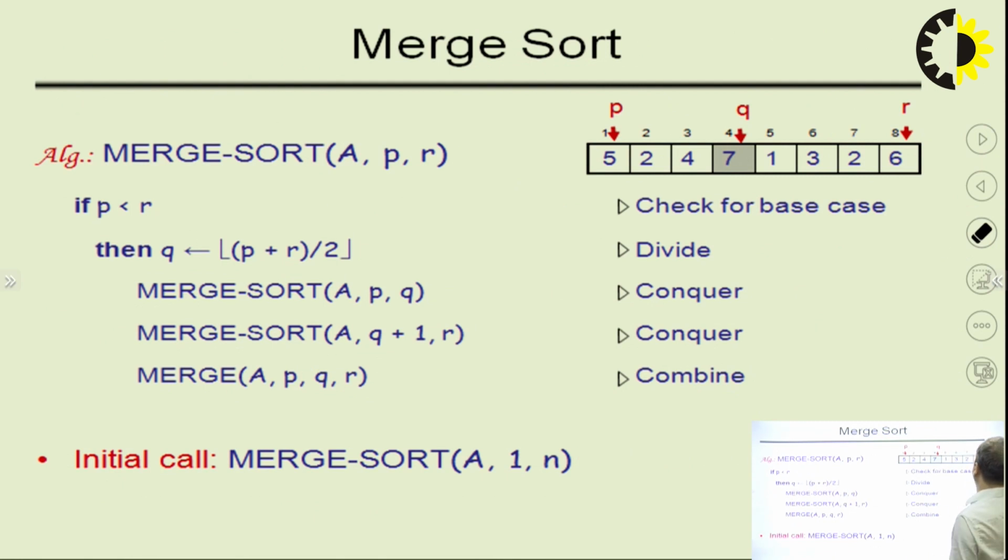Suppose these are the elements 5, 2, 4, 7, 1, 3, 2, 6. Suppose it starts from 1, 2, 3. So P is 1, the starting index. R is 8. In this example, this array starts from 1, so what is the value of P? 1. And the value of R? 8. So we are going to sort this list using merge sort, which is based on the divide and conquer approach.